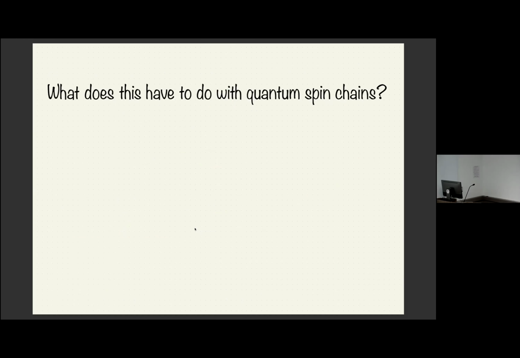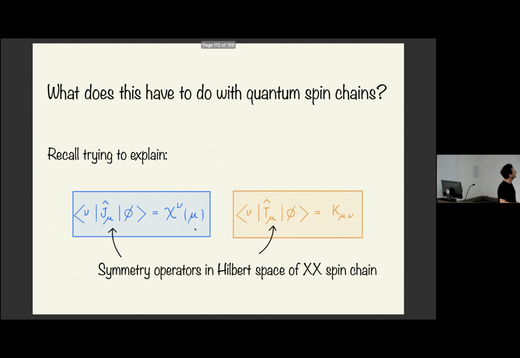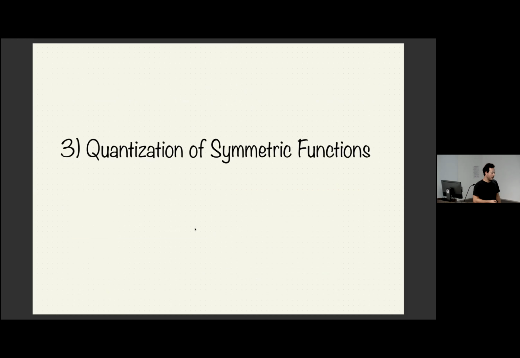Okay, so that was a small detour into the theory of symmetric functions, and what does it have to do with spin chains? Okay, so remember what we're trying to explain is this kind of observational fact that we found, that these operators J's and these operators P's commute, these characters and Kostka. Okay. And these are operators in the Hilbert space of the spin chain. Okay, so to explain that, I'll take the theory of symmetric functions and quantize it so that symmetric functions are not functions anymore, they become operators in the Hilbert space. Okay. And these operators in the Hilbert space will be exactly the operators that we found earlier using the Bethe ansatz.